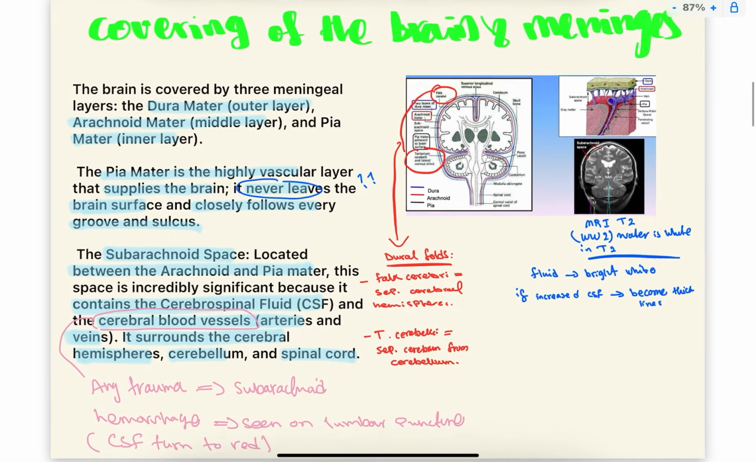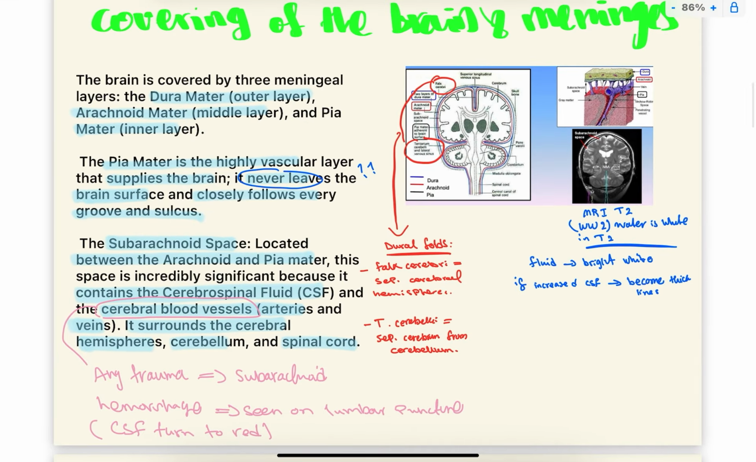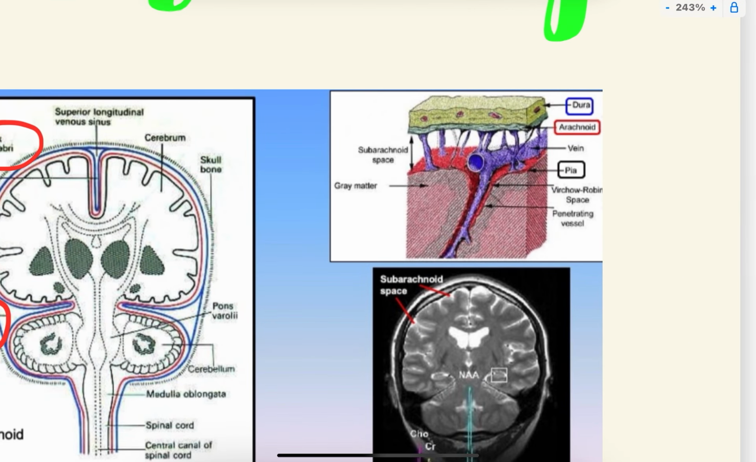Okay, moving on, let's talk about the coverings of the brain and the meninges. If we take a look at the brain, we're going to see that it's formed of three layers: the dura mater, the arachnoid, and the pia mater. And between the arachnoid and the pia, I have this space here. It's called the subarachnoid space, and it's very important to note it for later on.